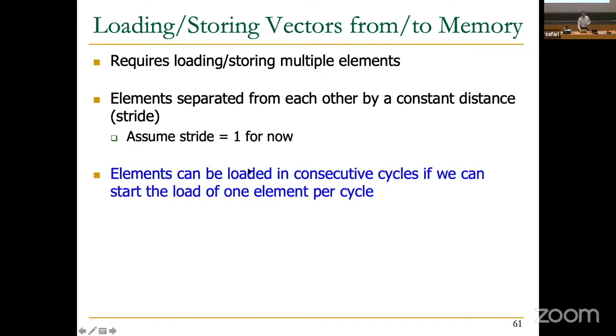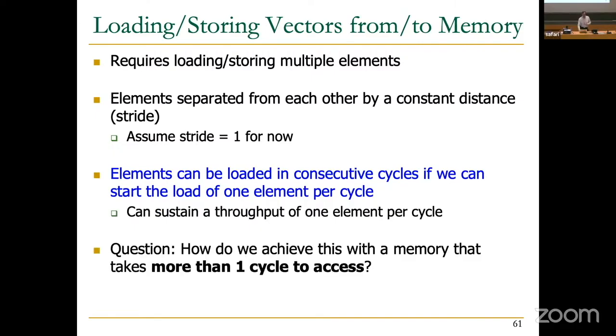And basically, elements can be loaded in consecutive cycles if we can start the load of 1 element per cycle. So every cycle you start the load of 1 element, and hopefully you get the result after n cycles. N is the memory latency. Memory latency is hard to reduce for reasons we'll discuss later. So we should be able to start 1 memory operation per cycle and get 1 element per cycle, every cycle, essentially. So that's basically our goal. So the problem is, how do we achieve this with a memory that takes more than 1 cycle to access, right?